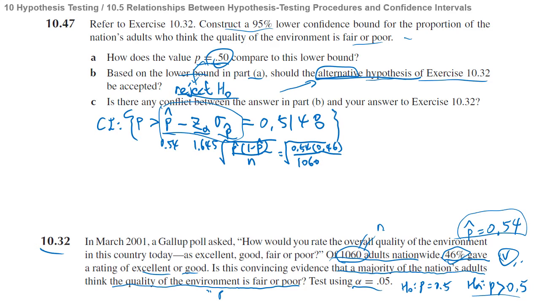Okay, and part C: is there any conflict between the answer in part B and your answer to exercise 10.32? If you do the hypothesis testing for 10.32, you would reject the null, so there should be no conflict. Okay, that is the homework for 10.5.